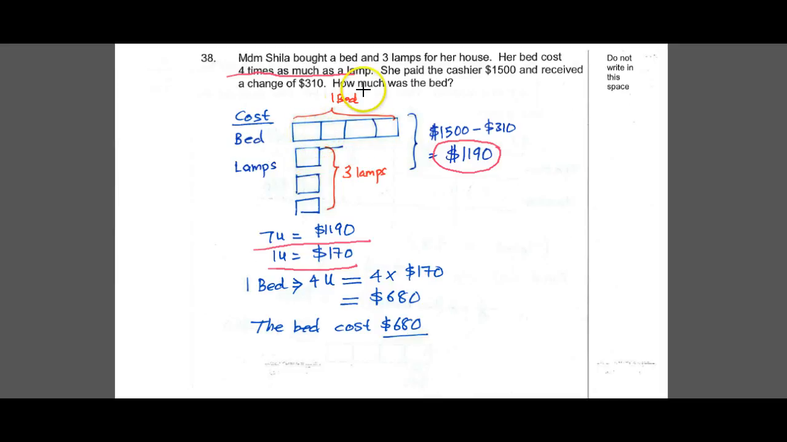Now what is the question? How much was the bed? So the bed is 4 U, 170 times 4 is 680. The bed costs $680.